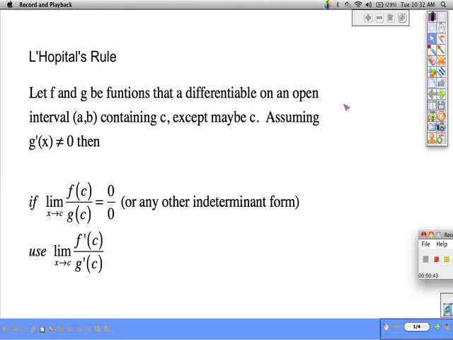Assuming that the derivative of the bottom doesn't equal 0, then what L'Hopital's rule says we can do is simply take the derivative of the numerator and denominator separately, not the quotient rule, but separately, and then find the limit there. And you might have to apply L'Hopital's rule a couple times in order to get out of indeterminate form.